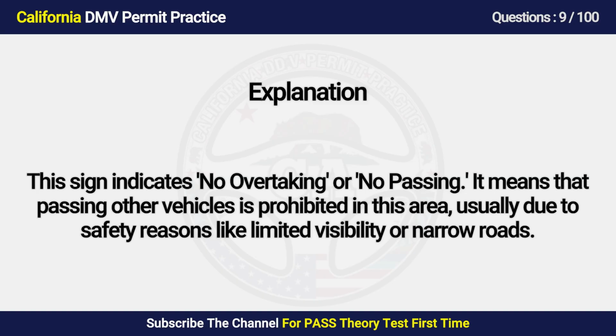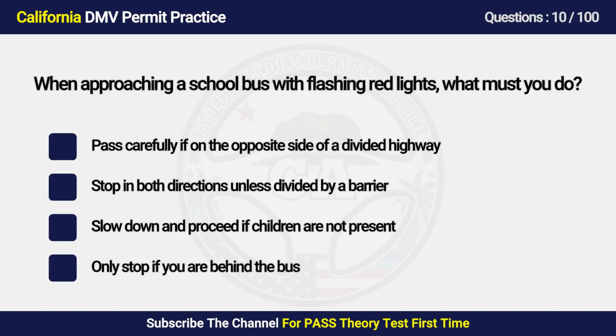Question 10. When approaching a school bus with flashing red lights, what must you do? A. Pass carefully if on the opposite side of a divided highway. B. Stop in both directions unless divided by a barrier. C. Slow down and proceed if children are not present. D. Only stop if you are behind the bus.